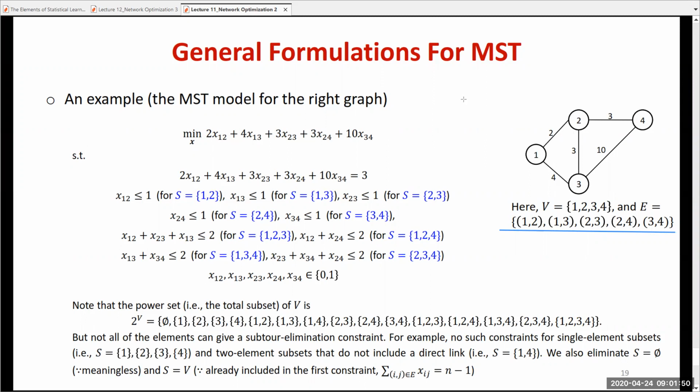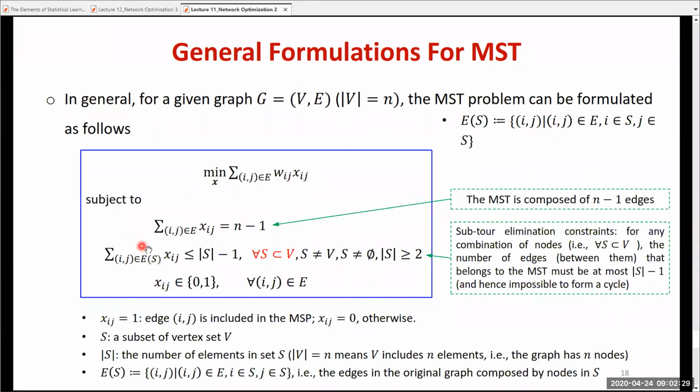Okay, first of all, the objective function here is what? It is the summation of all the weights times xij. Here xij equals 1 if and only if the edge ij is inside the minimum spanning tree. If xij equals 0, that means it is not in the minimum spanning tree.